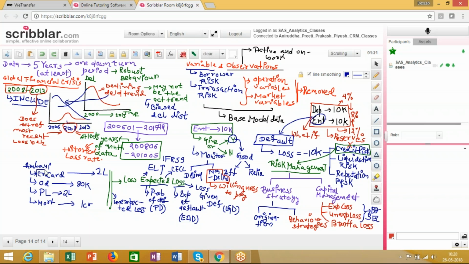So the PD model that will be developed, it will be developed for credit card separately. A PD model for an overdraft would be developed separately. A PD model for a personal loan would be developed separately. A PD model for a mortgage loan would be developed separately, right? So this is the way the PD models are going to be developed. You are developing the PD model generally at an account level, so separately for each product, right?